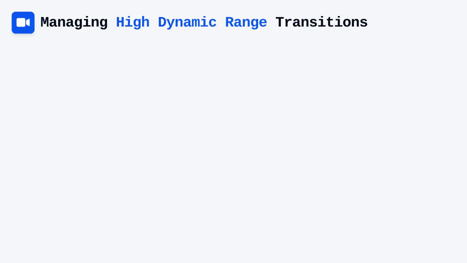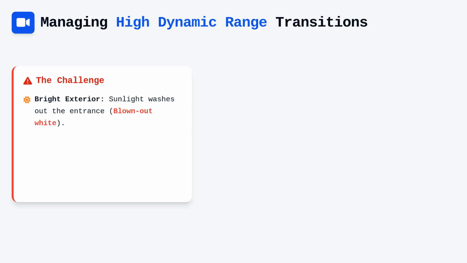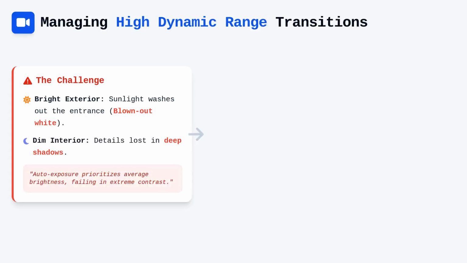Consider the logistical nightmare of a warehouse loading dock, where a camera must transition from a bright, daylight-washed exterior to a dim interior. This situation presents a rapid light transition that tests the dynamic range limits of any standard sensor. If the camera is left in full auto exposure, the algorithm will likely prioritize the average brightness of the scene, causing the exterior entrance to blow out into pure white, while the interior details remain hidden in deep shadows.